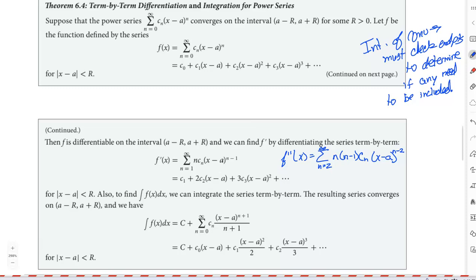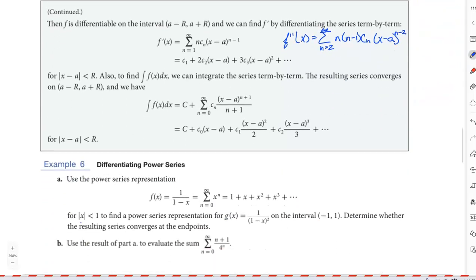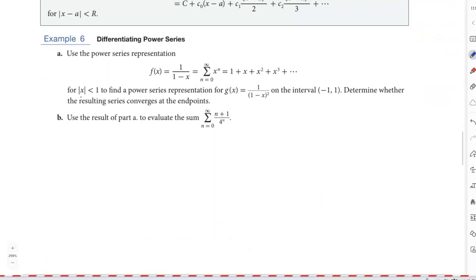Okay, differentiation does not change the inside. Integration does not change the inside, but it can change what's happening with the endpoints. So, going back to example 6, we are trying to figure out a power series representation for g of x equals 1 over 1 minus x quantity squared. So let's look at f of x a little closer.